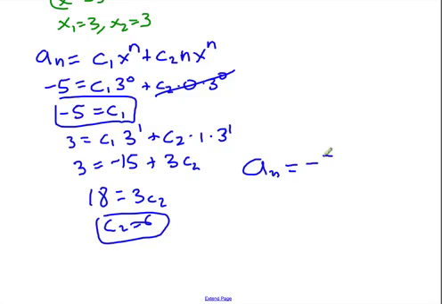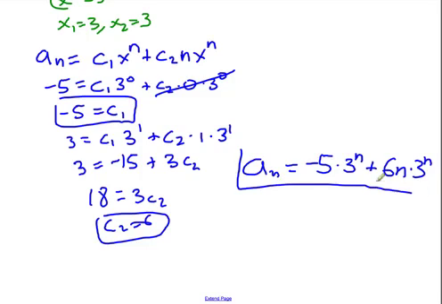So we have c1 and c2, so our equation is going to be a sub n equals -5 times x, which is 3 to the power of n, plus 6 times, oh, don't forget the n, 6 times n times 3 to the power of n. Okay, so that's your non-recursive formula for a sub n.